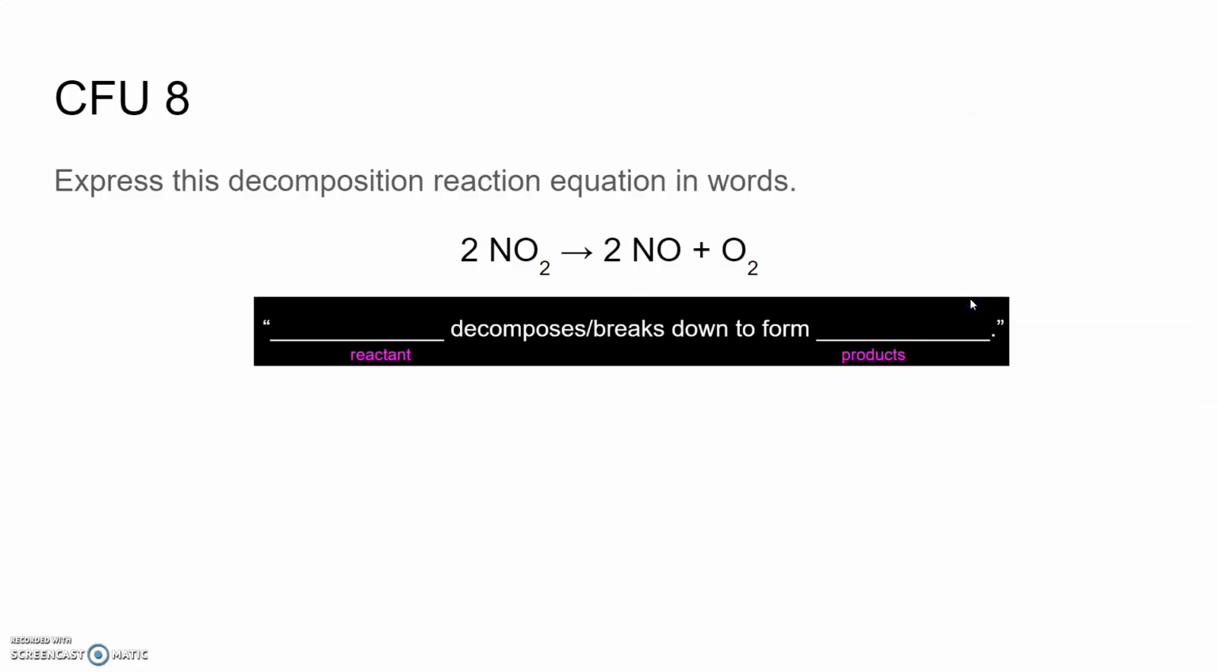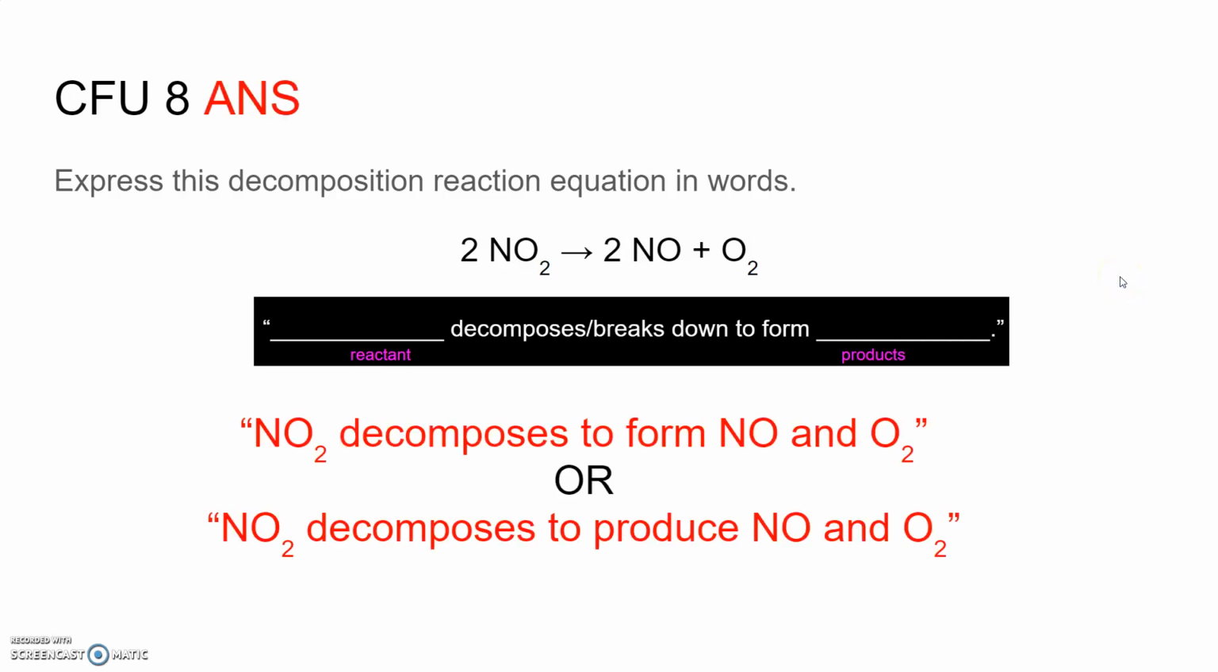Okay, so here is CFU 8. You're going to express this decomposition reaction in words. Pause the video now. When you press play again, the answer will be revealed. Great, so it may sound something like this. NO2 decomposes to form NO and O2, or NO2 decomposes to produce or makes NO and O2.